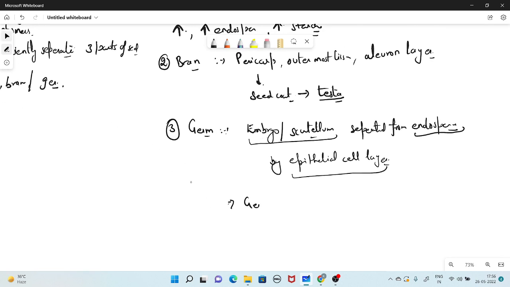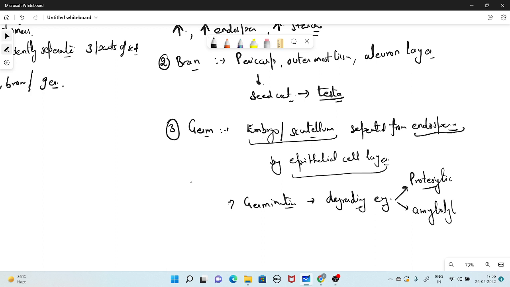During germination, certain degrading enzymes are actually activated, and these enzymes include proteolytic enzymes, which lyse the proteins, and also amylolytic enzymes. So they both will break the complex structures into small structures, right? And they help in the production of sugar residues.